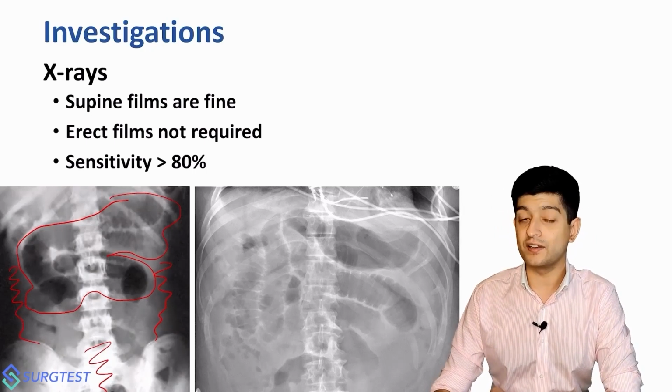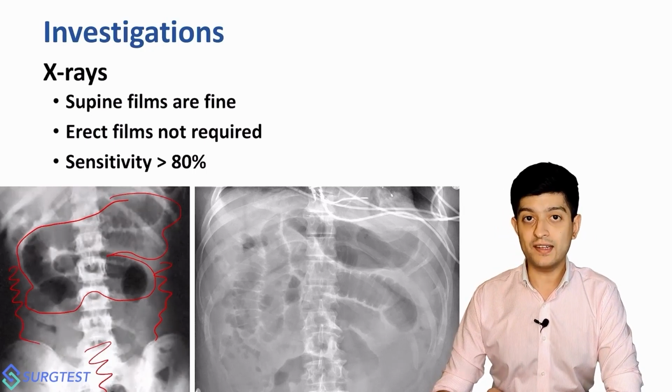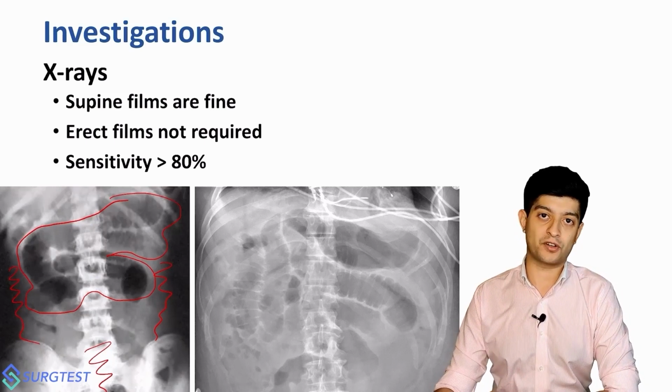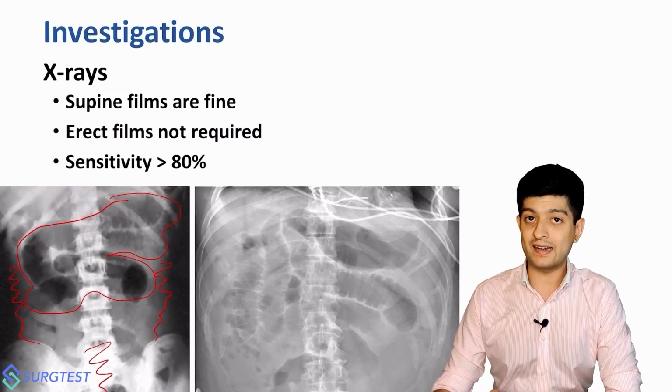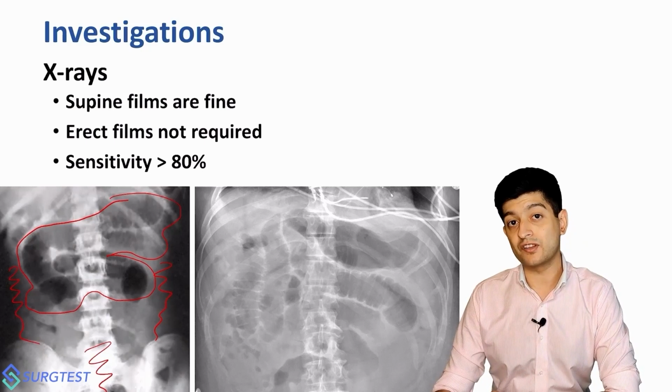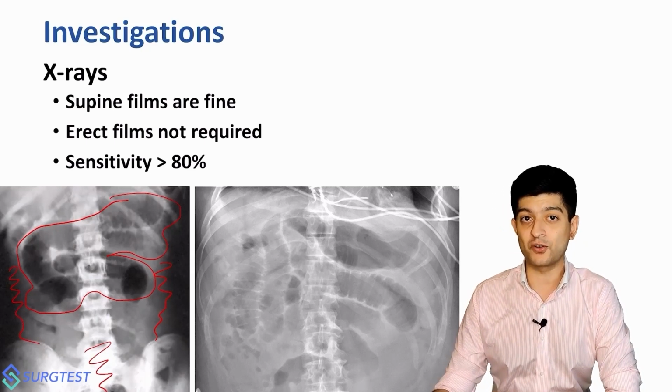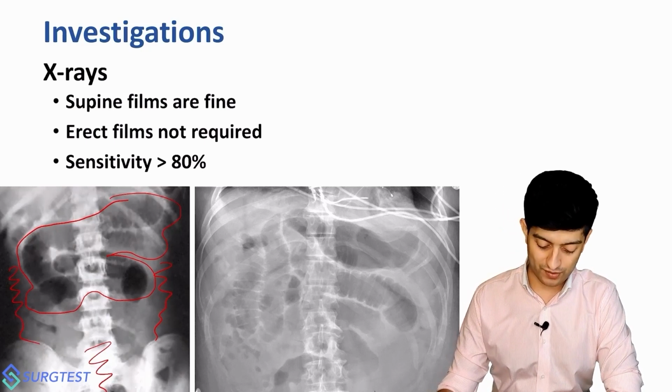Is there colonic air? If there is, and if there still is an obstruction, it means that it's a distal obstruction. Whereas if colonic air is entirely absent, well, most likely I'm dealing with a small bowel obstruction, and that's definitely going to go some way in helping you plan your surgery.